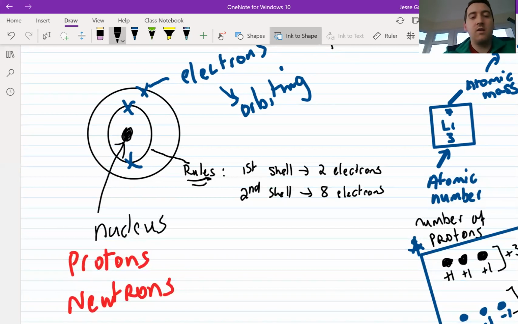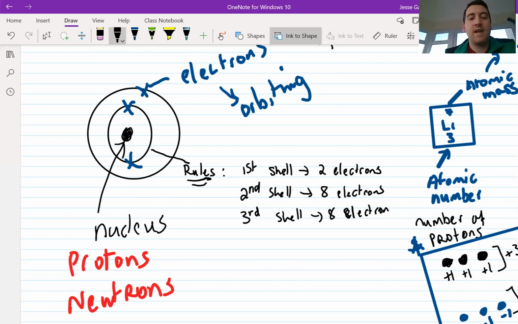And the third shell can hold a maximum of 8 electrons, and so on. That's the first rule. Each shell has a maximum number. So we only need to worry about the first, second, and third here, really, okay? First shell is 2, second shell is 8, third shell is 8. That should be pretty much revision for you guys.